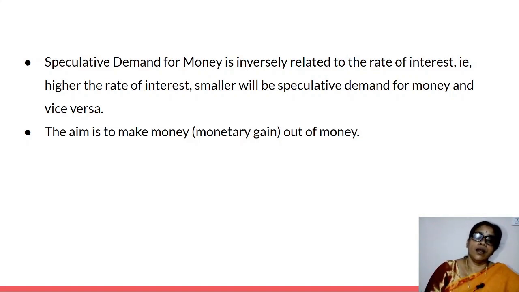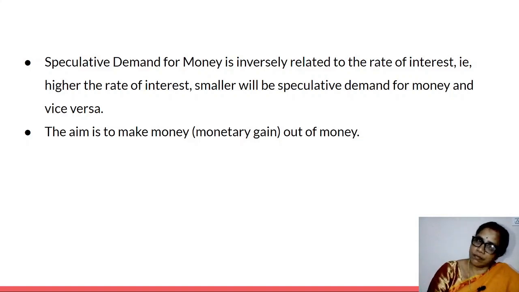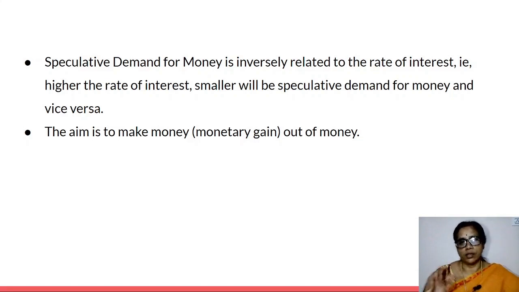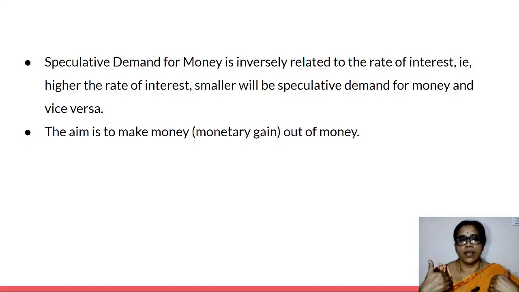So here the aim is to make money out of money. When the bond prices increase, the rate of interest will fall, and when the rate of interest is higher, the bond prices will be lower. People either hold money in the bank, or they can convert it into bonds due to future expectation. So this is all done for a speculative purpose, and this is called the speculative demand for money.